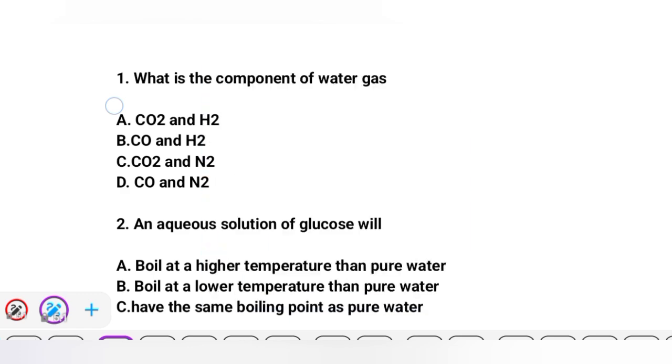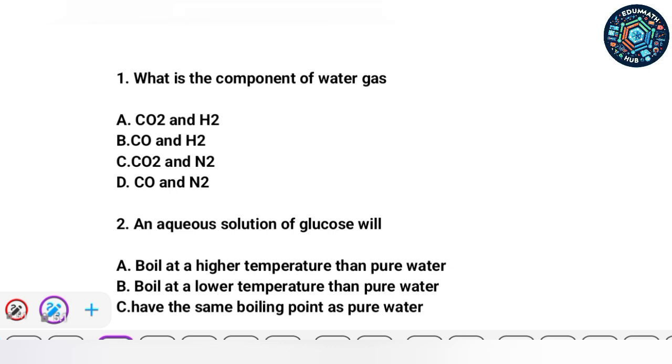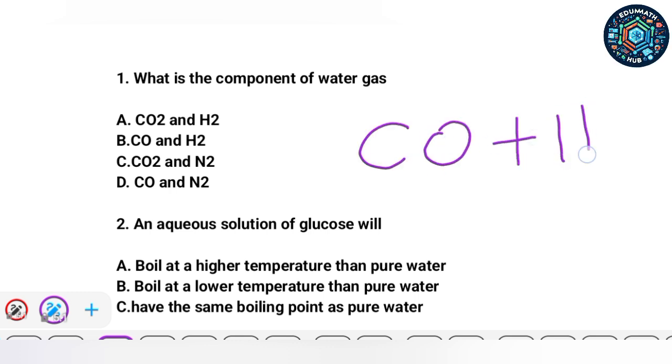Let's go. The first question is, what is the component of water gas? Now, the first thing to note is that water gas is one of the synthesis gases, which is used as a source of heat in many industrial processes. Note that water gas is composed of CO, plus H2.